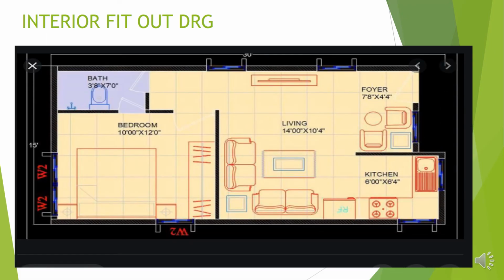Interior fit out. Now the flat is ready. The owner gets confused about how he is going to make the furniture, for which the architect has provided a drawing. If you fix the furniture this way, it will look decent. The client may accept it, or he may add to it, or he may modify it. But this is a simple sample of the interior fit out.